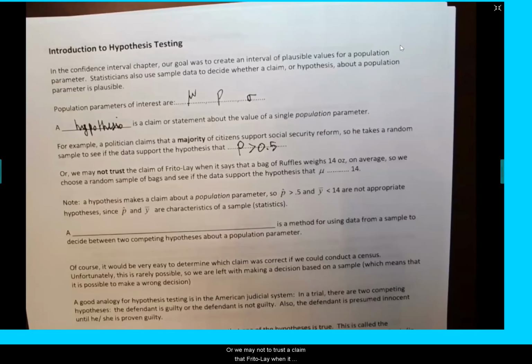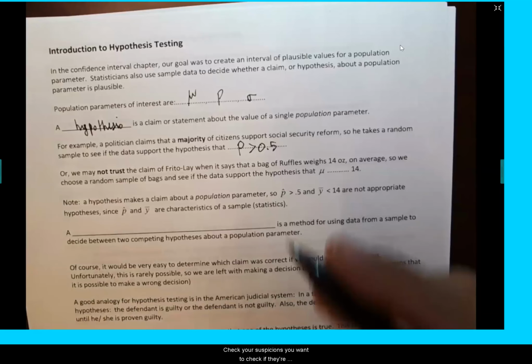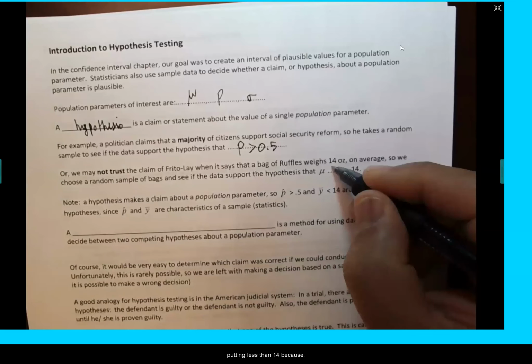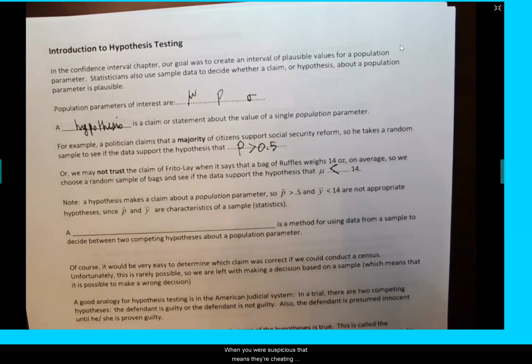Or we may not trust the claim that Frito-Lay makes when it says that the bag of Ruffles weighs 14 ounces on average. So we suspect that they're wrong. They're not putting 14. So if you want to check your suspicion, you want to check if they're putting less than 14, because when you're suspicious, that means they're cheating. So it's less than 14.